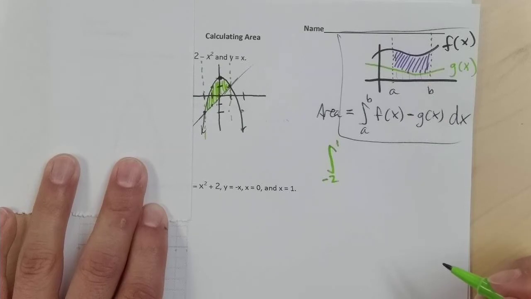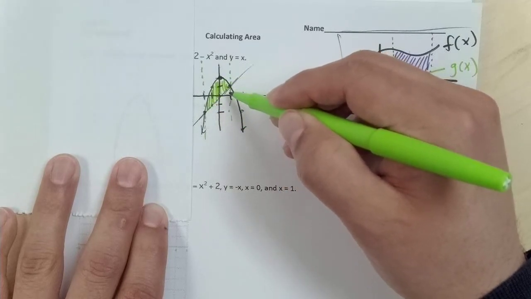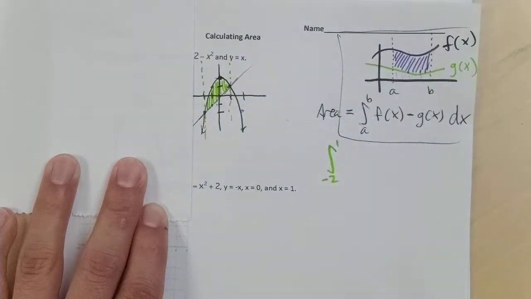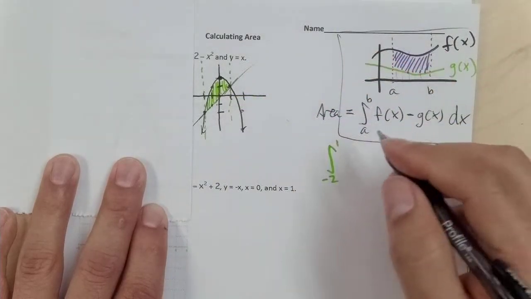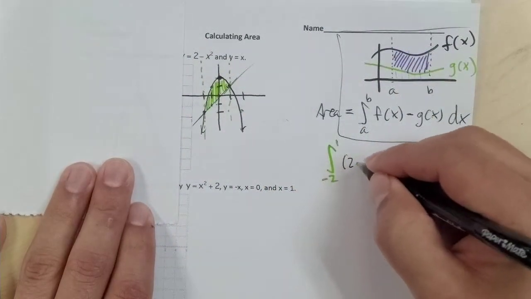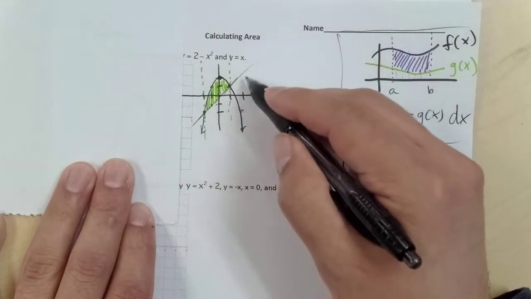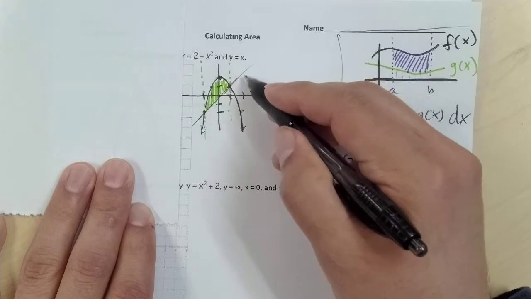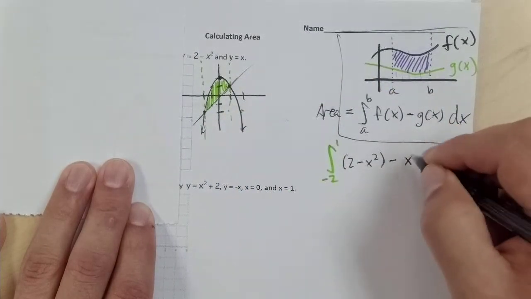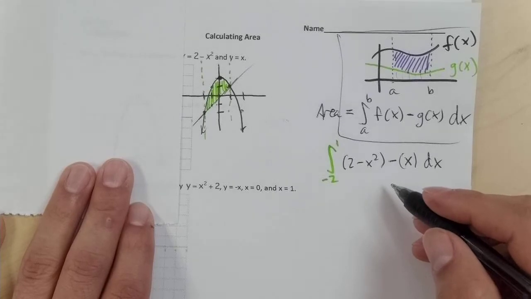Okay. And now this seems pretty clear. There's one curve that is always above the other one, right? What's the top or the upper curve? The equation for the upper curve is the parabola 2 minus x squared, so that's your f of x, minus the lower curve, that's the g of x. In that case, it's just x, y equals x. Okay? So this is it. That's your setup.